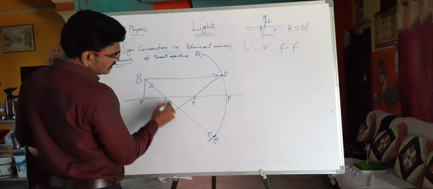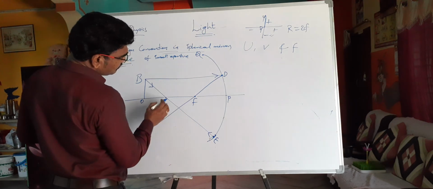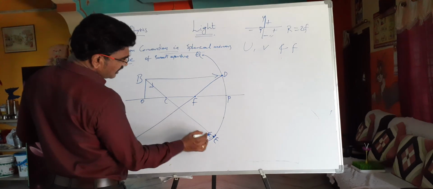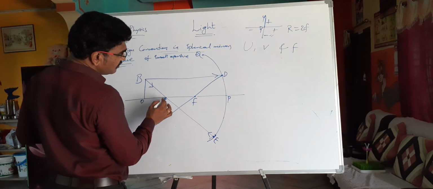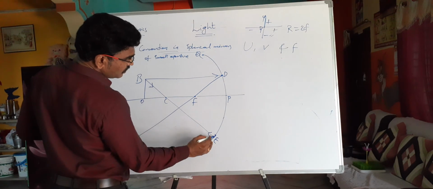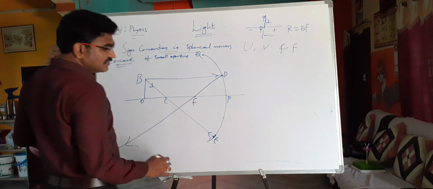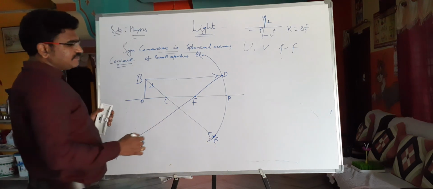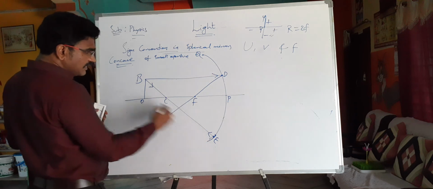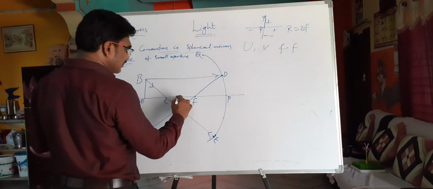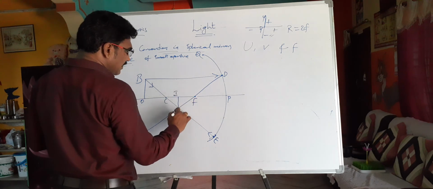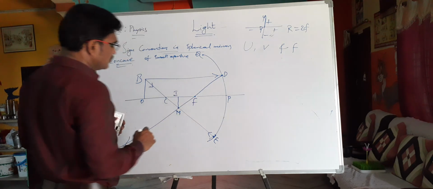This is the incident ray. After falling here, we have to draw the reflected ray. To draw the reflected ray, we have to draw the normal. From where do we draw the normal? From C to this point. So this is the normal, this is the incident ray, and the angle of incidence is 0, so the angle of reflection is also 0. Now this reflected ray and this reflected ray meet at a point. What is this point? The image point. Now I say IM is the image.